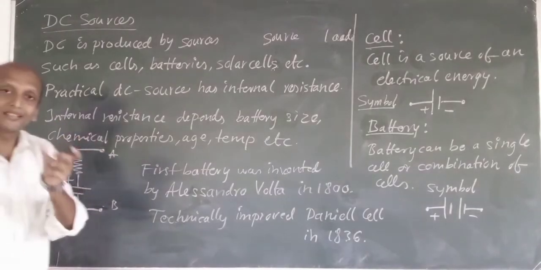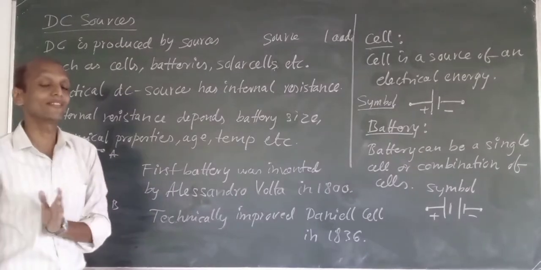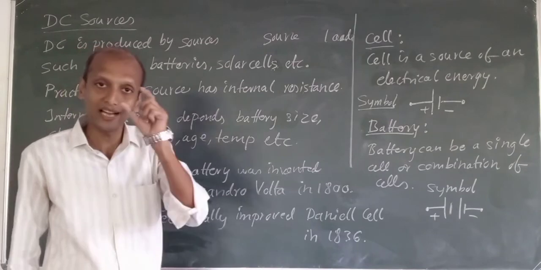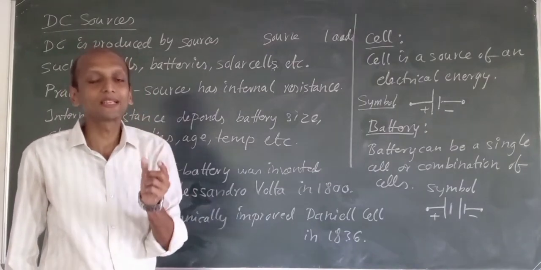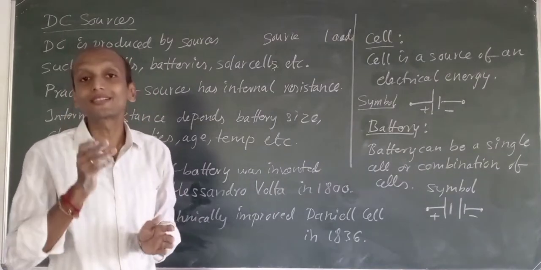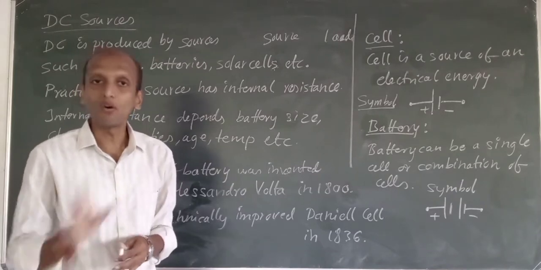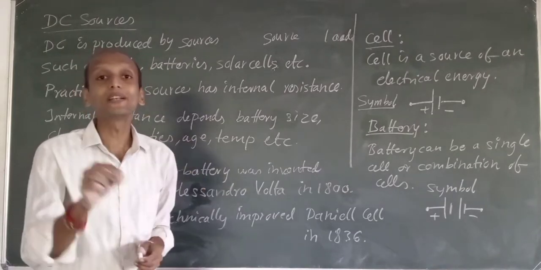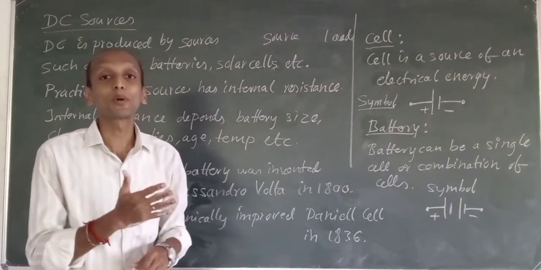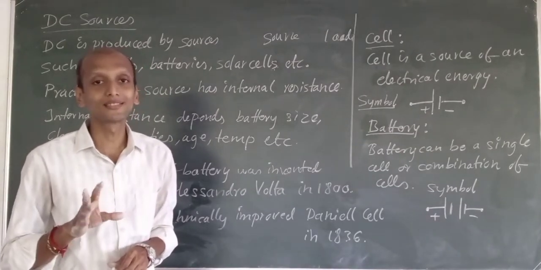Now coming to a practical DC source. For example, I have a cell. It is a thing, and whatever the thing may be, it will have certain resistance for sure. Any of the things you can take, all will commonly have a property called resistance. It is the property which opposes the flow of electric current. Everything in the world will have certain resistance.